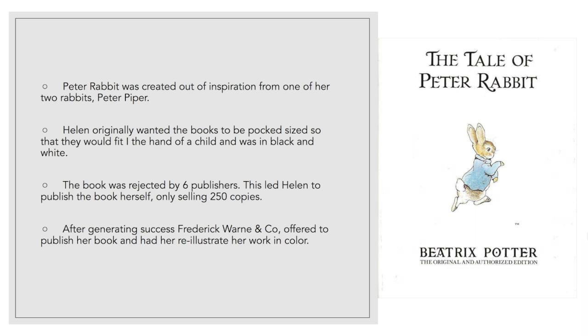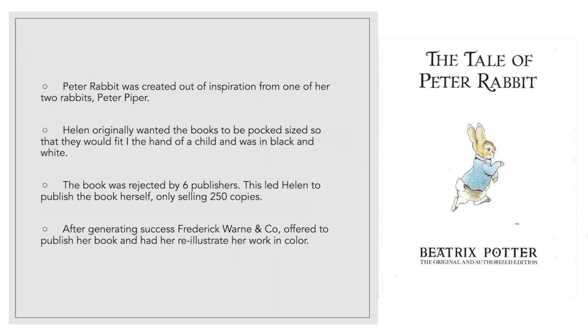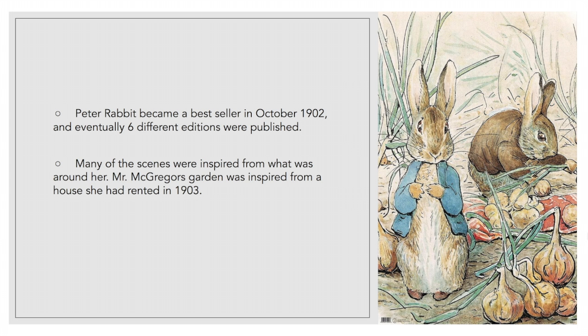The book was rejected by 6 publishers, which led Potter to make copies and publish the book all by herself. The book then sold around 250 copies. She designed the book to be small in order to fit the hands of children. Adding on, the illustrations were originally done in black and white. After the success of her self-published book, Frederick Warne and Company offered to publish her book in exchange for her to re-illustrate the work in color. The Tales of Peter Rabbit then had a total of 23 published tales and became a bestseller in October 1902, which led to the publications of 6 different editions.